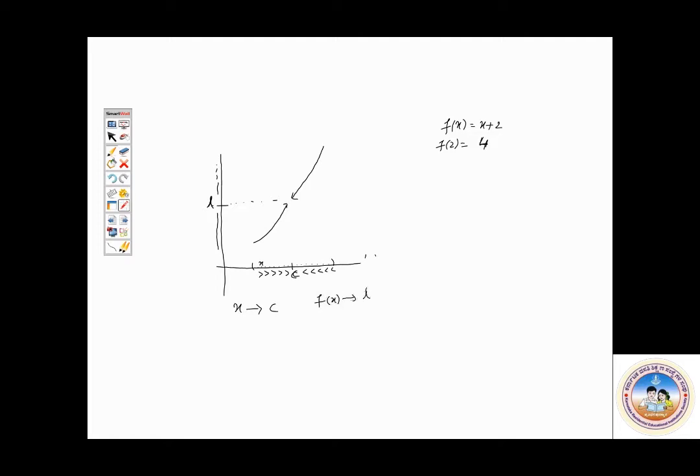As x approaches C, f of x approaches this value L, then we say that L is called the limit of the function f of x when x tends to C. It is denoted as limit of f of x as x tends to C, which is equal to L.